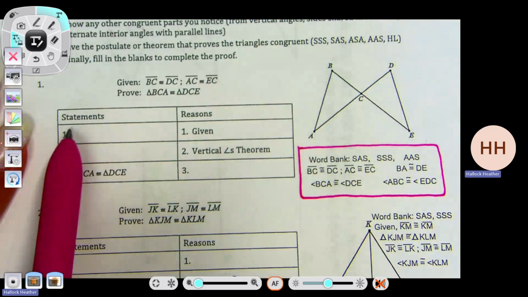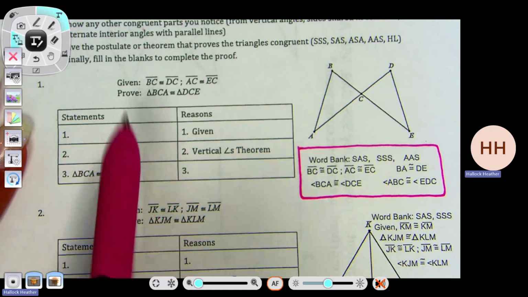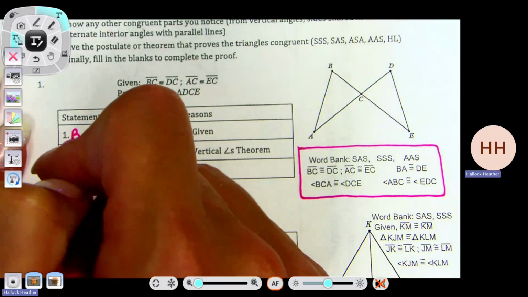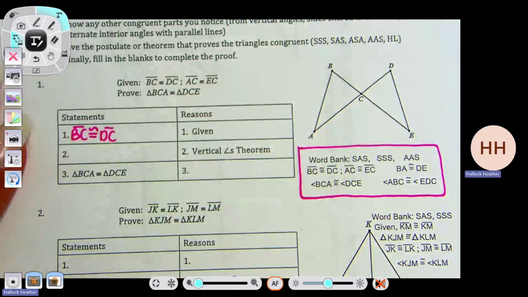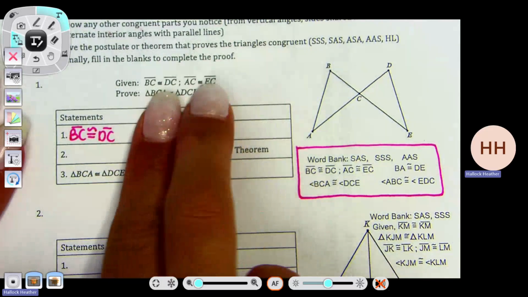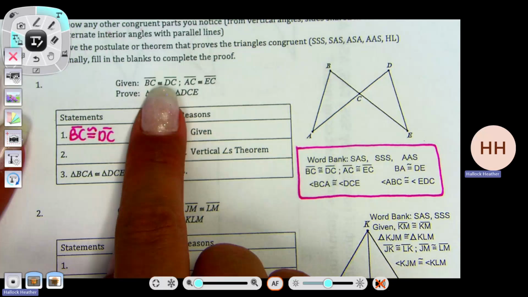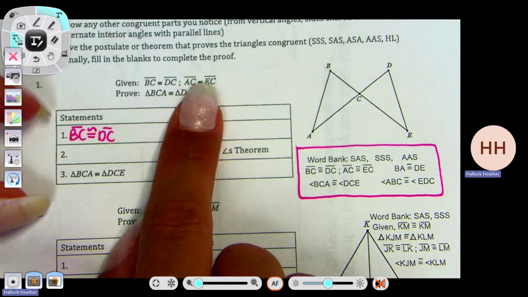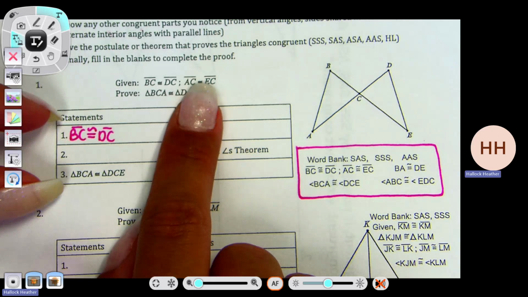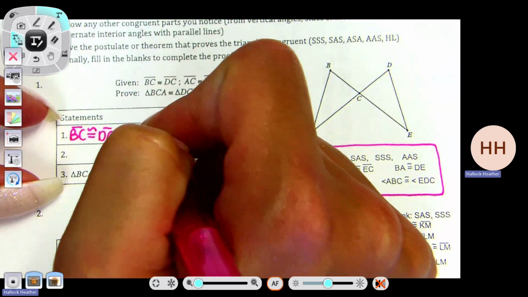The first thing says, my statement is blank. The reason is because it's given. So what should I put in this first step? BC equals DC. Perfect. Congruent to DC. Normally if there were 2 separate things, it says what the given says. BC is congruent to DC. If these were separate, they'd be in separate little spots, but because this proof is only 3 steps long, we're going to put everything in the first statement. So AC is also congruent to EC.